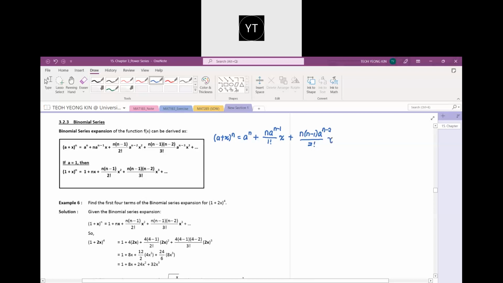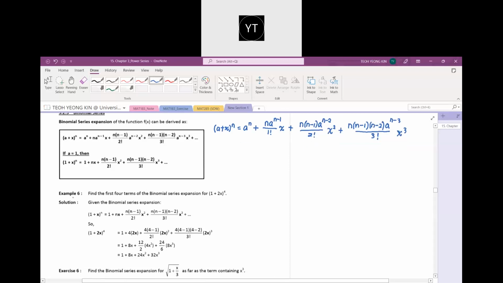Here is x squared, plus, just like differentiation, multiply n minus 2 to the front. So we have n times n minus 1 times n minus 2, and then a^(n-3) over 3 factorial, x cubed. So this is how we get this. Multiply to the front, same thing, just like differentiation. Only in this case it is a.